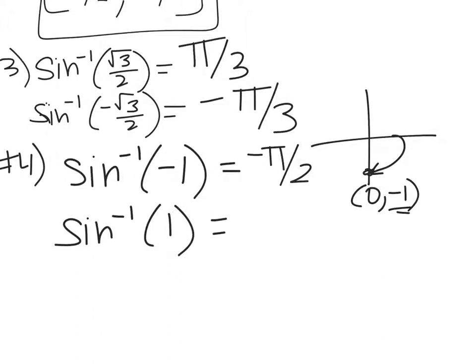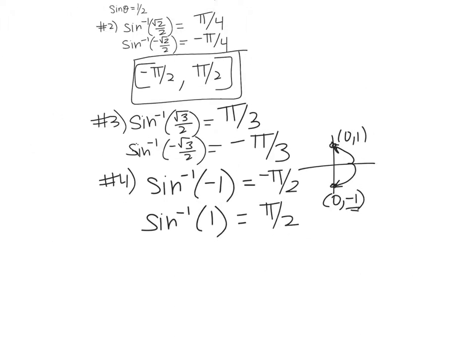And then the sine inverse of positive 1 would be up here at this point, which is 0, 1. So that would be positive pi over 2. Remember, your answers are going to be between negative pi over 2 and pi over 2, including those. That's why I put brackets around them for your range, your outputs of values.